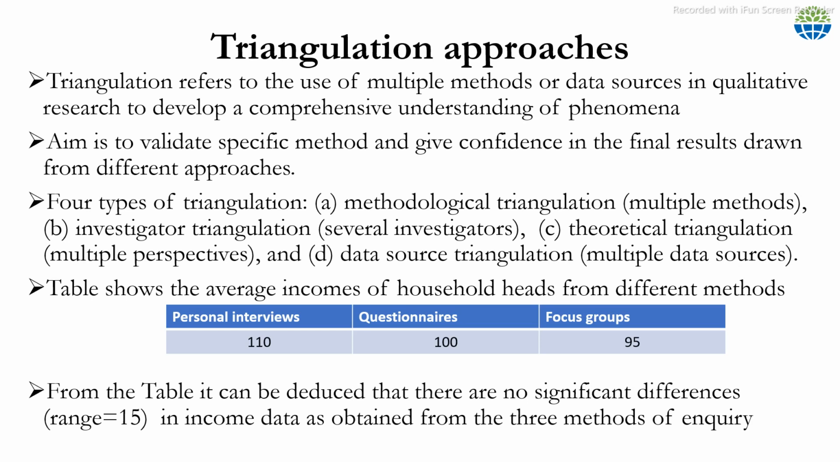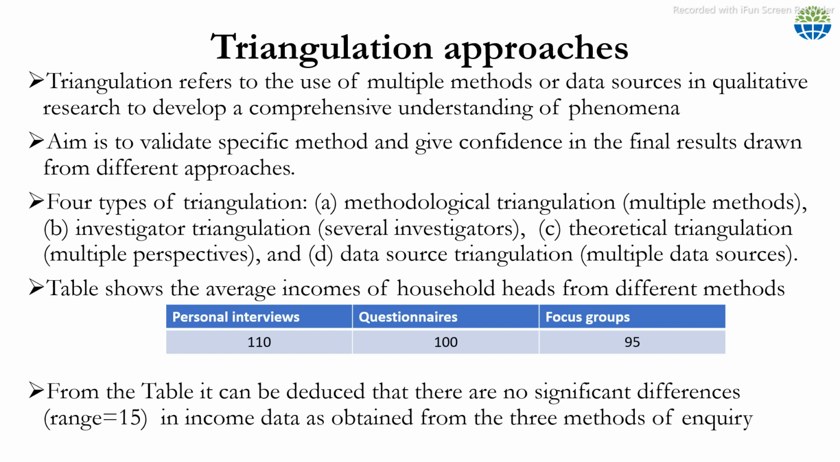So in this triangulation, we can make personal interviews and questionnaires. We can take the example of socioeconomic study in an EIA report. Suppose we have filled 100 questionnaires, taken 95 focus groups, and 110 personal interviews. So these are three different methods we have applied for income of household heads.